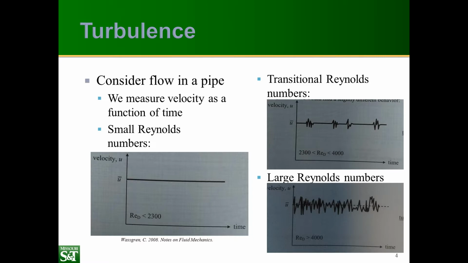It's important here to note turbulence. If you consider flow through a pipe, if we measure the velocity as a function of time, for small Reynolds numbers, or very slowly moving fluids, we basically see that the velocity maintains its value as the average almost all the time. It doesn't change very much. However, as we go to higher Reynolds numbers, to faster moving fluids, we start to see that the velocity changes. It oscillates around some average value.